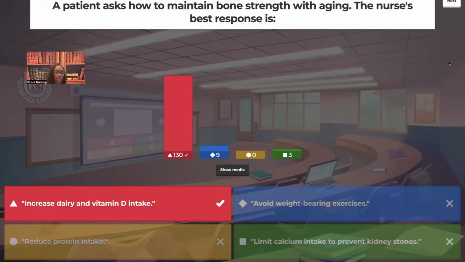Reduce protein intake. No, protein intake is very important, especially for the older adult. Protein is important for building muscle mass, but protein's also good for what? Wound healing, right? And last, limit calcium intake. Absolutely not. We want the patient to increase calcium intake.